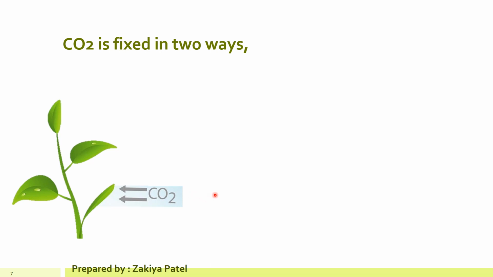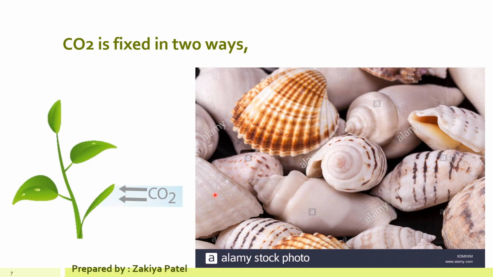Which is the second way in which carbon dioxide is fixed? So the second way is many marine animals. Do you all know the meaning of marine? Yes, dear students. The aquatic animals, especially those who are living in the sea.